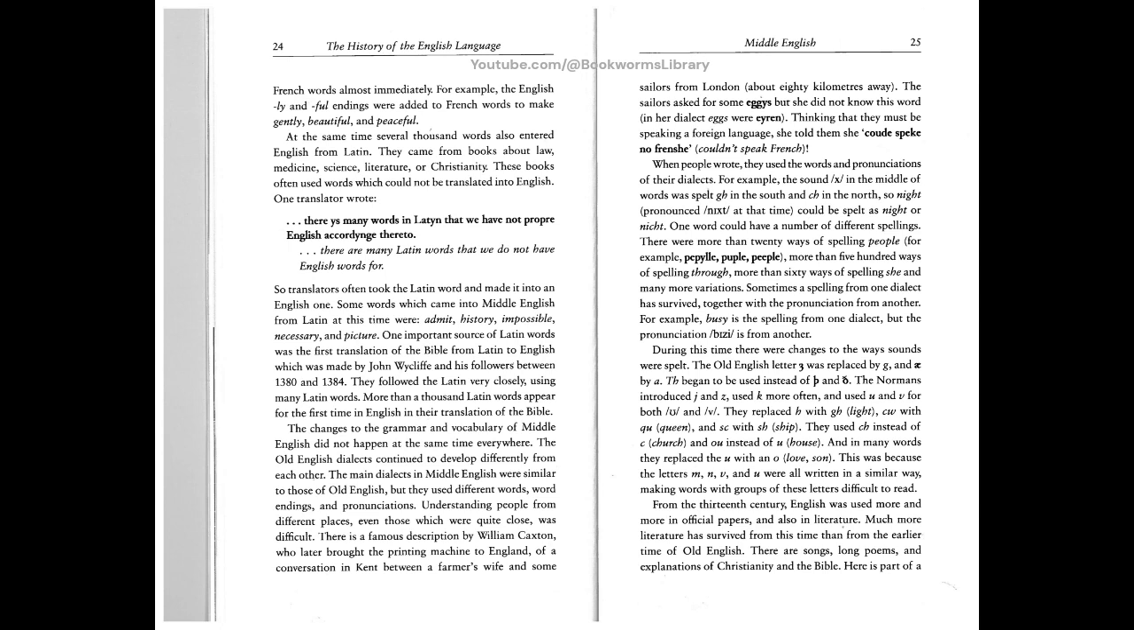When people wrote, they used the words and pronunciations of their dialects. For example, the sound ch in the middle of words was spelt gh in the south and ch in the north, so night, pronounced nicht at that time, could be spelt as night or nicht. One word could have a number of different spellings. There were more than 20 ways of spelling people.